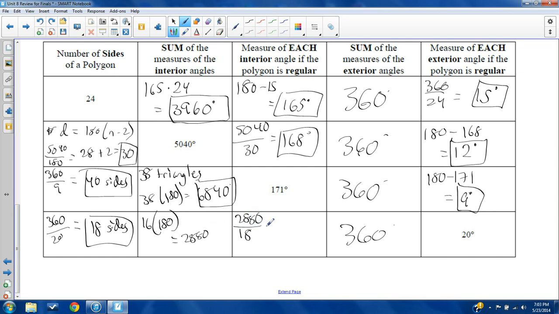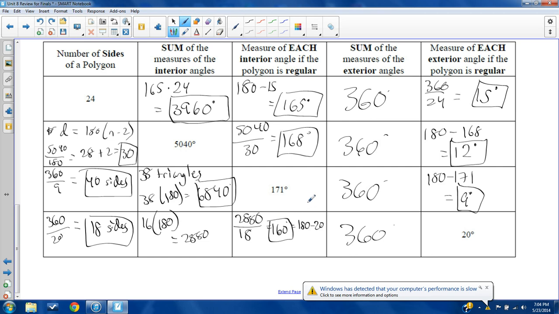And this one, just because I feel like I have a little bit of time, I'll do 2880 over 18, and that will be the same thing as 180 minus 20. I'm trying to get the interior angle here. That'll be the same as the supplementary exterior angle, or dividing the interior angle sum by the number of sides. 2880 divided by 18, should it give you 160? I press equals, it gives me 160. Each interior angle is 160 degrees.